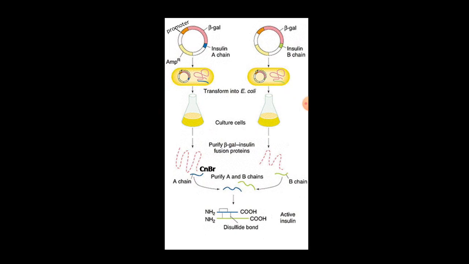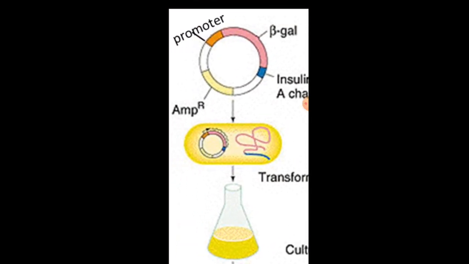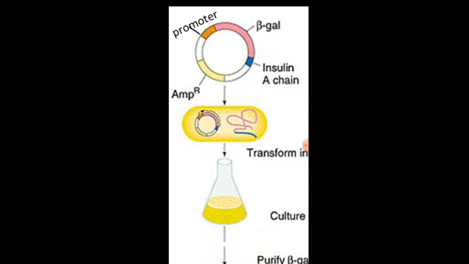So the steps are, first, before isolation, we have to identify the gene of interest. The gene of interest can be identified and isolated from the cDNA library. It can also be chemically synthesized, which is the most preferable one. Once we isolate our gene of interest, we will amplify it with the help of PCR. Then we will develop the vector.